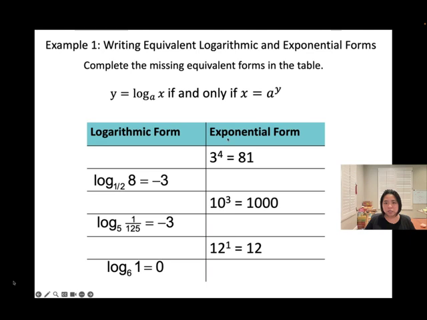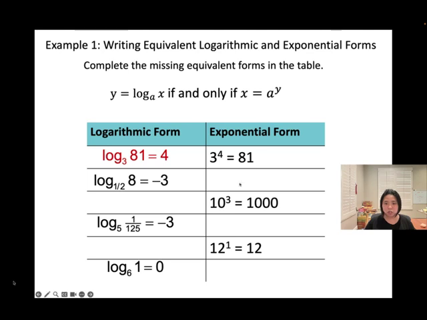For this one, they give the exponential form: 3 to the power of 4 equal to 81. So your 3 will be your a here, y will be equal to 4, and x will be equal to 81. So we plug into this formula. Y, that will be your 4, equal to log with the base a, which is 3, so log with the base 3 of 81 is equal to 4.